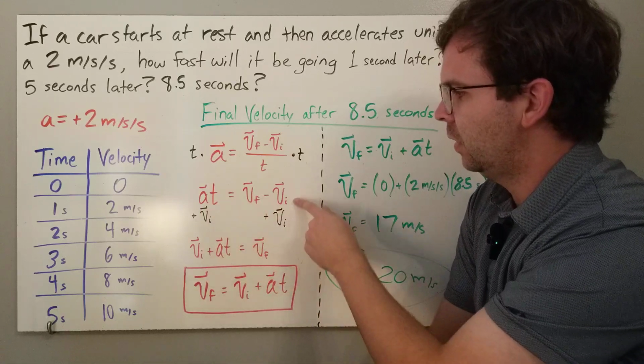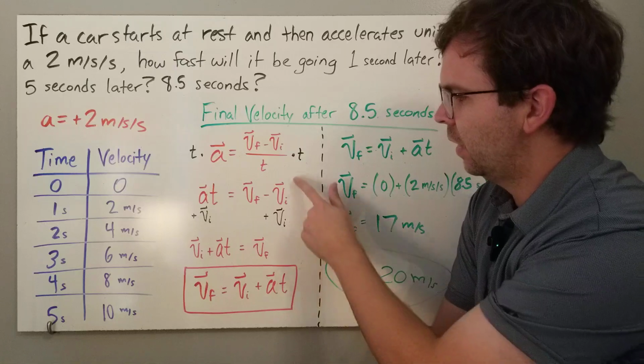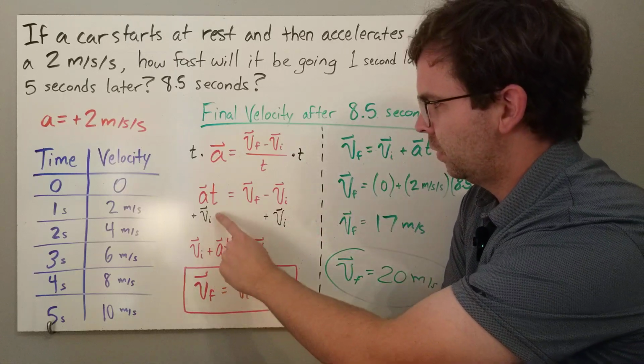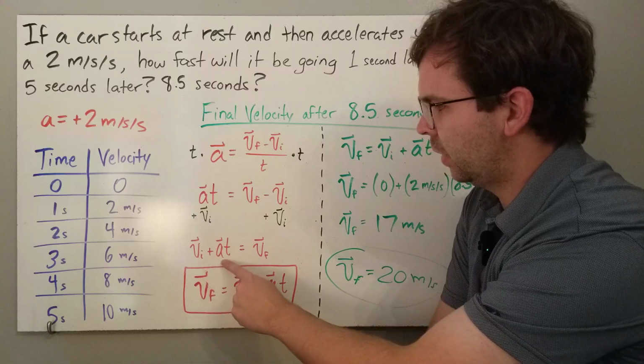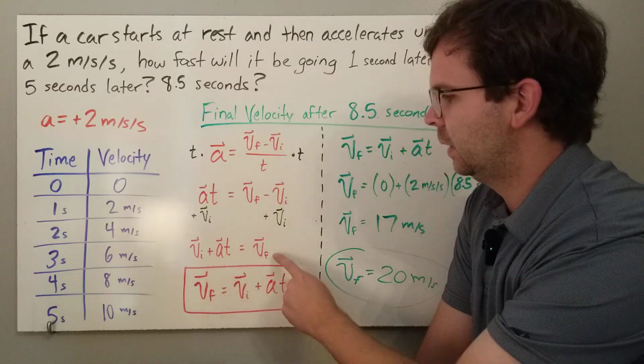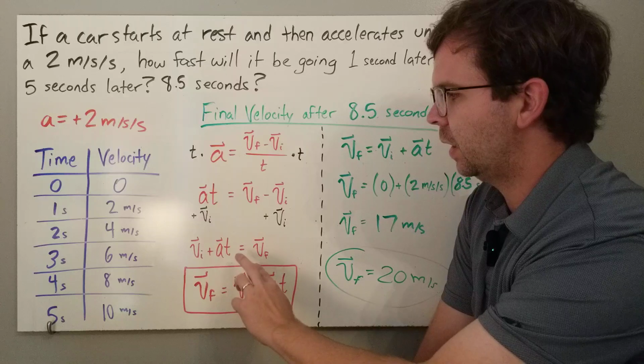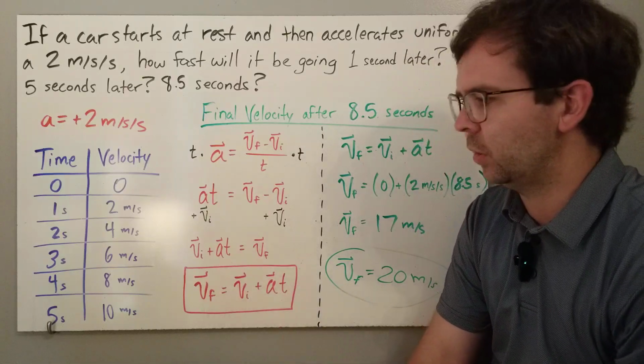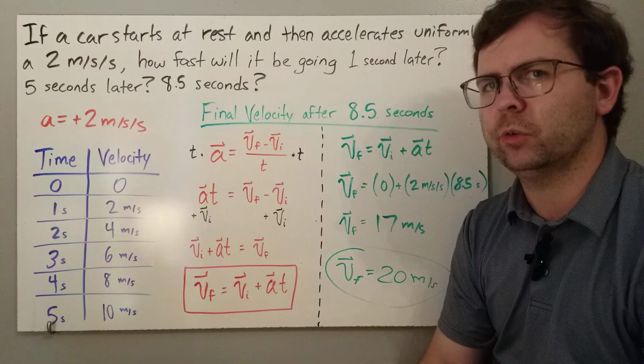Now we're going to add initial velocity to both sides. Those will undo each other here. They'll just cancel out, and we're left with the initial velocity plus the acceleration times the time is equal to the final velocity. I've flipped that down here, and this is the more standard way of writing this equation. So this is another pretty common equation we use.